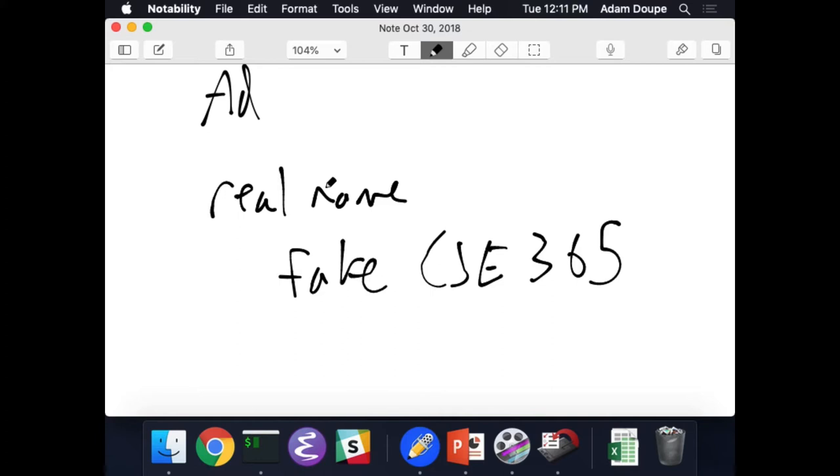Any other thoughts on defending? Anybody come up with any other interesting defensive techniques? Yeah. Just don't sign any keys at all. Say it again. Don't sign any keys at all. I guess the best defense is not to play.